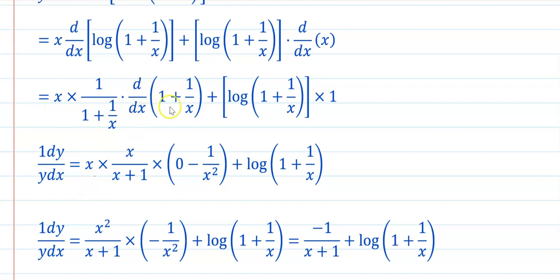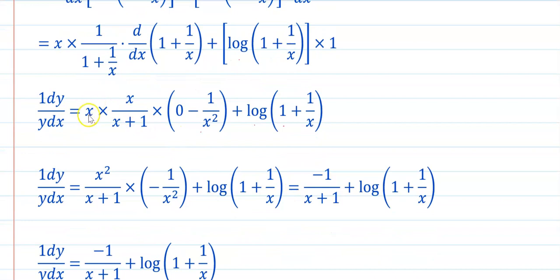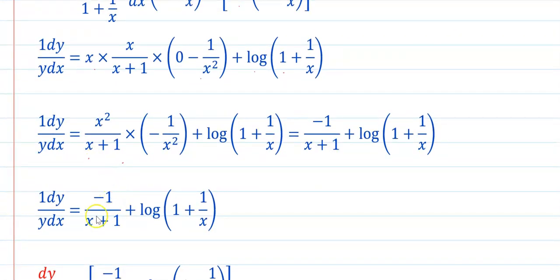Next, d/dx of (1 + 1/x). Derivative of 1 is 0. Derivative of 1/x is minus 1 upon x square. Okay. And next, in bracket, that is a log of (1 + 1/x). Derivative of x is 1, into 1, means it is a log of (1 + 1/x). Okay. Next, x into x square upon x + 1 into (minus 1 upon x square). Now this x square will be cut. Here what will remain is minus 1, minus 1 upon x + 1, and again here log of (1 + 1/x).